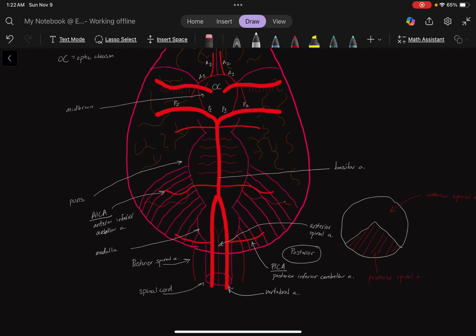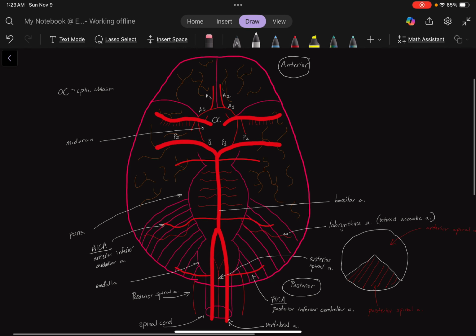And this branch coming off of the anterior inferior cerebellar artery would be the labyrinthine artery. Okay, this is also known as the internal acoustic artery. It supplies the ear. Okay, and as we keep going, let's keep following this basilar artery. So just recall that the first branch of the basilar artery that we just talked about was the anterior inferior cerebellar artery, also known as AICA, okay?